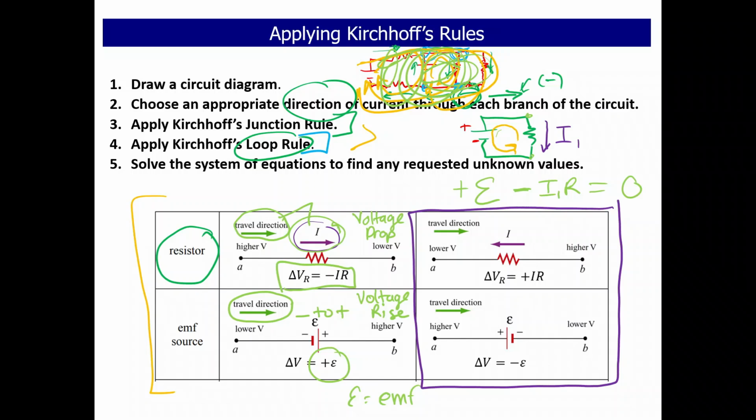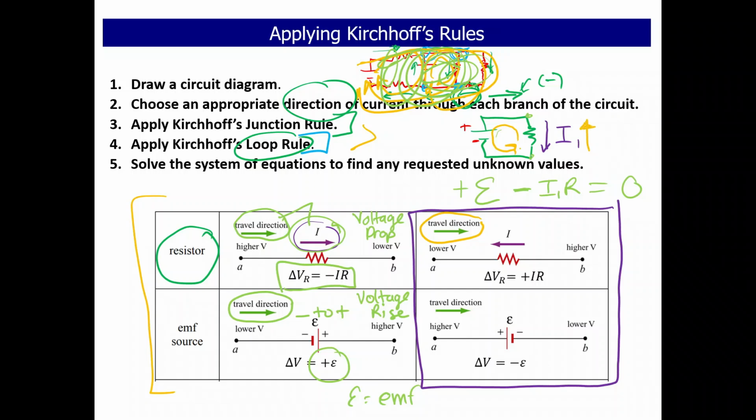If I do that, I'm still going to go through and apply the rules. So I'm going to pick my travel direction. This time I'm going to use yellow for my travel direction. When I look at that resistor, no, sorry, my travel direction is the opposite way because I did it the other way.